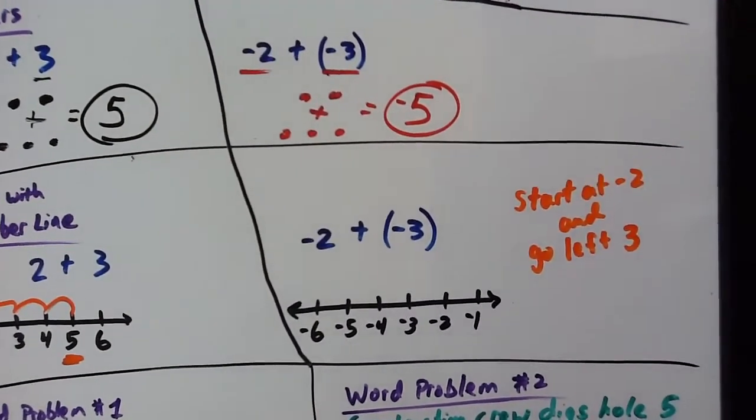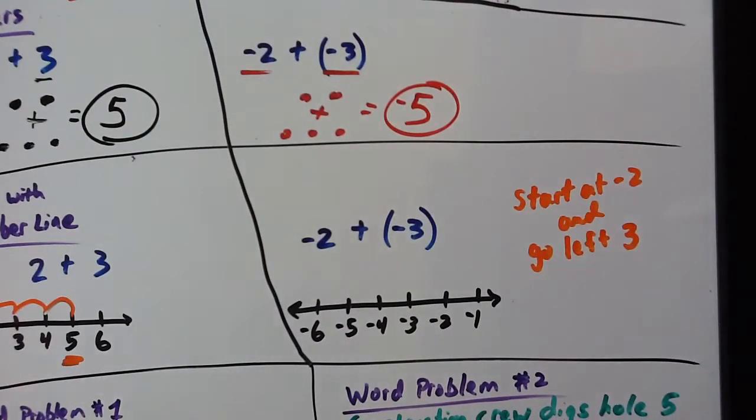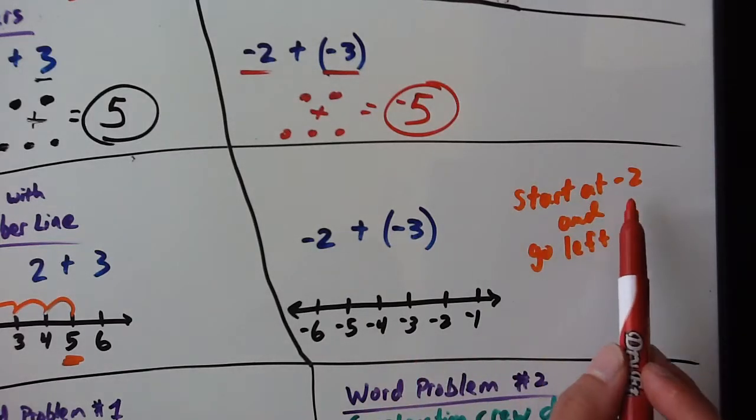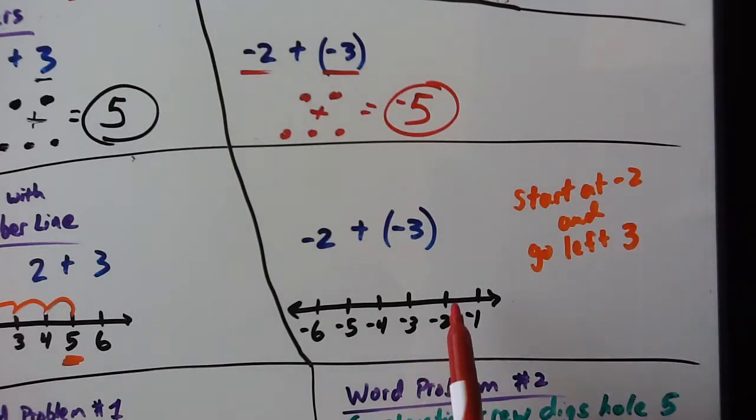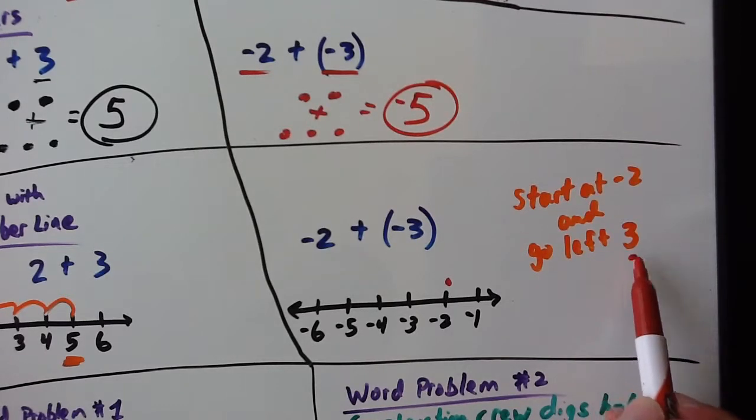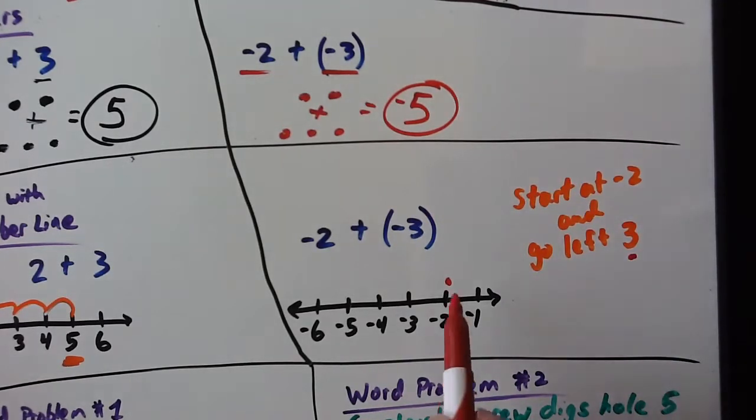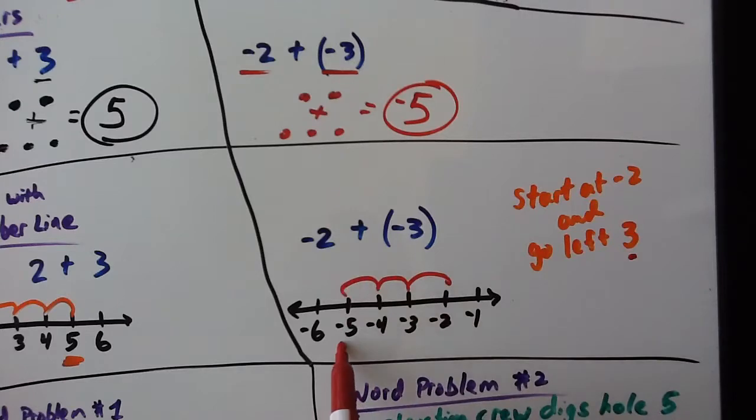With negative numbers, if I had negative 2 plus negative 3, again I'm going to start at negative 2. First number tells me where to start. And if I'm adding a negative, that means go left. If I add a negative, I go left that many spaces. So I'm going to go left 3. 1, 2, 3, and I end up at negative 5.